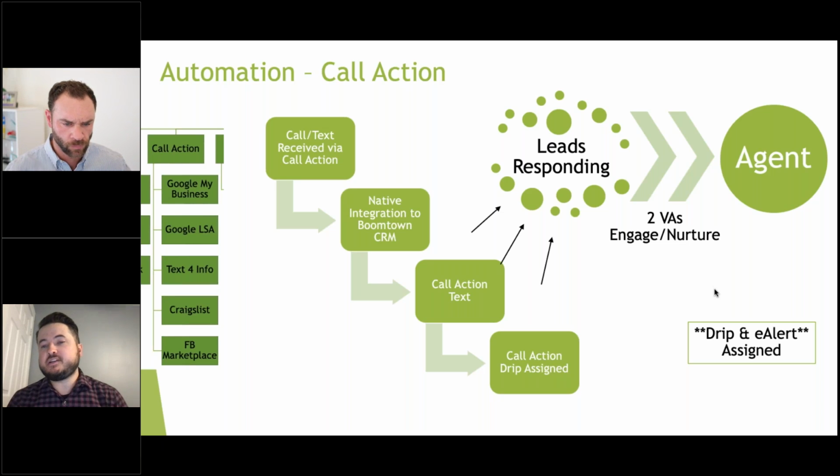And then once those leads respond, the VAs jump in to engage and nurture, and then they push that back to the agent when it turns into a hot lead. And again, it's just very circular. The leads are captured, VAs jump in, and then the agent takes it to the house when they set the appointment.